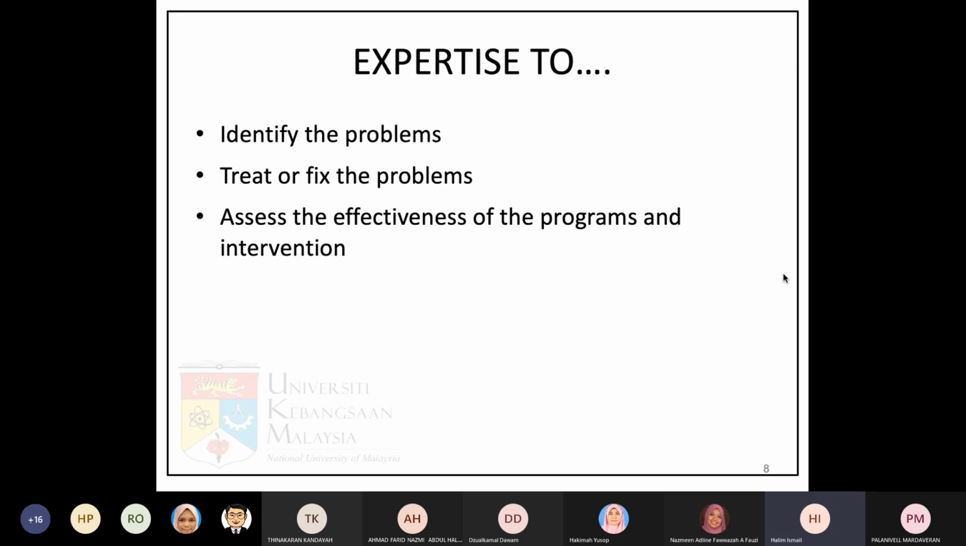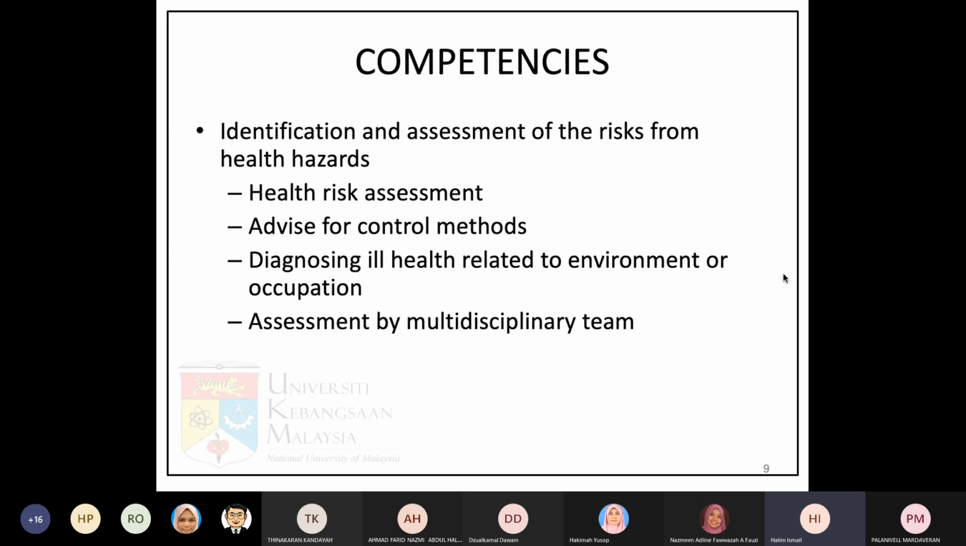So HIRARC is basically a method of identifying the problems, then treating and providing suggestions for the problems, and then seeing the effectiveness of the program or intervention that has been implemented in relation to the hazard.